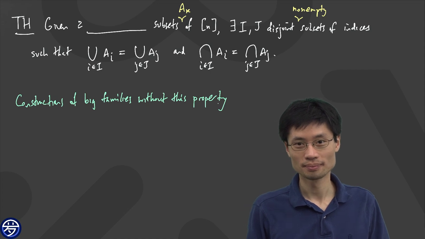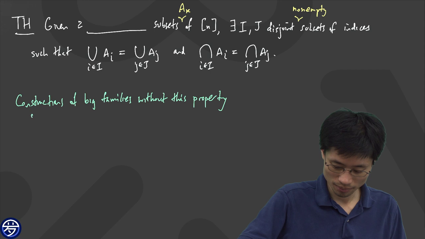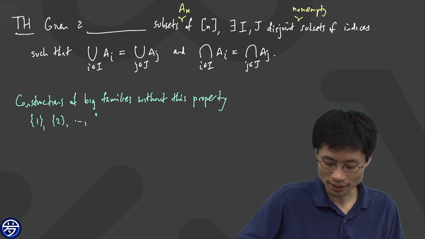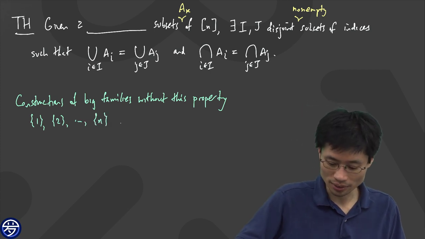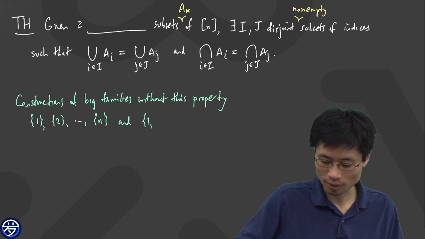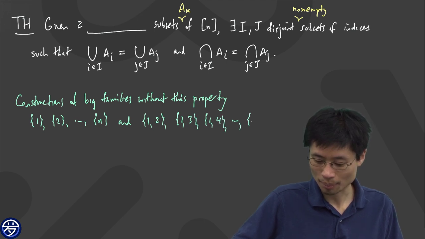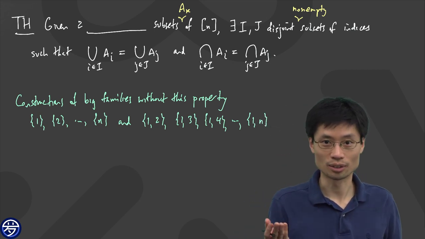I think you get 2n, or 2n minus 1, if you take all singletons and then all sets of the form {1, k}. Let's see. All the singletons, 1 up to n. Okay, that's a bunch of them. And also all the things like {1, 2}, {1, 3}, {1, 4}, and so on, up until {1, n}. So you're saying that's roughly 2n. It's like 2n minus 1.